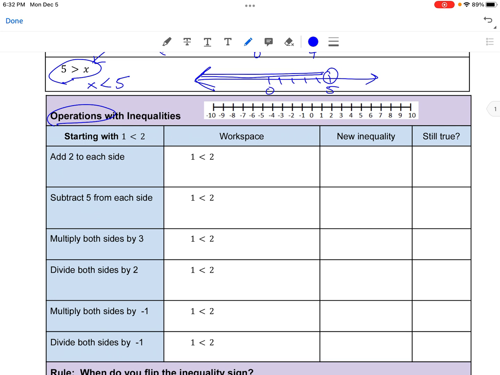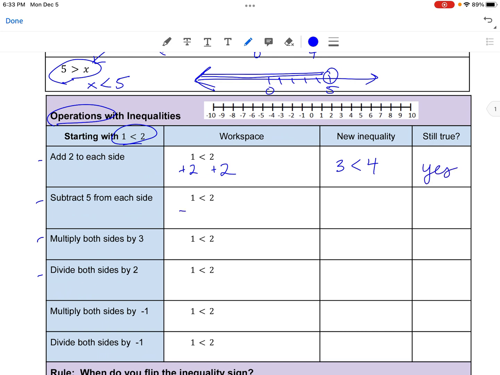So we're going to start with this inequality. 1 is less than 2. That's a true inequality. And we're going to try a number of different operations and see if what we come up with is still a true inequality, if the inequality still makes sense. So in this one, we're going to add 2 to each side. So if you add the same thing to both sides of an inequality, this new inequality then is 3 is less than 4. Is this new inequality still true? Yes, 3 is less than 4.